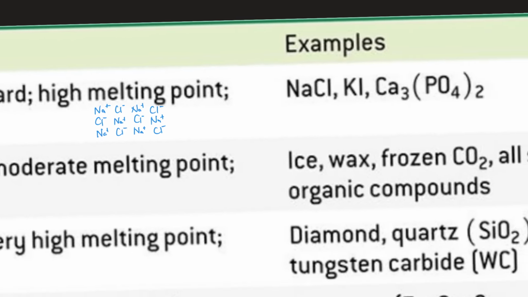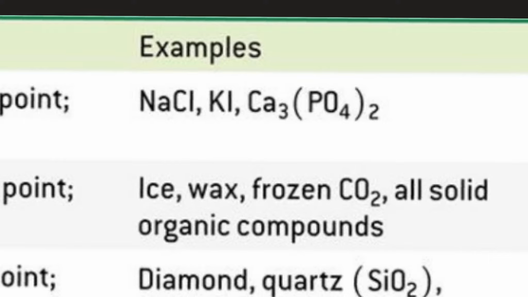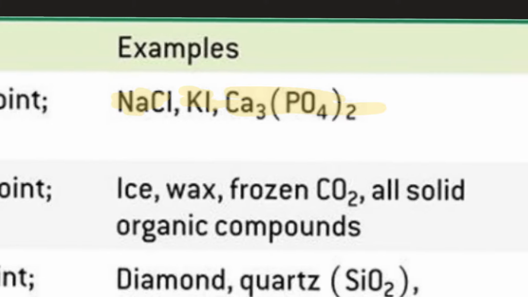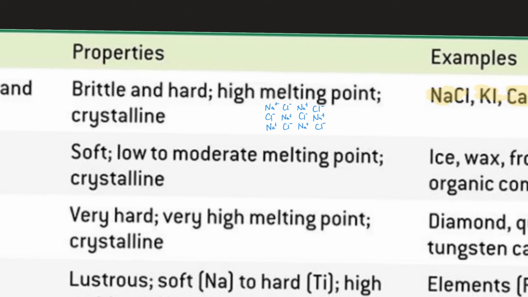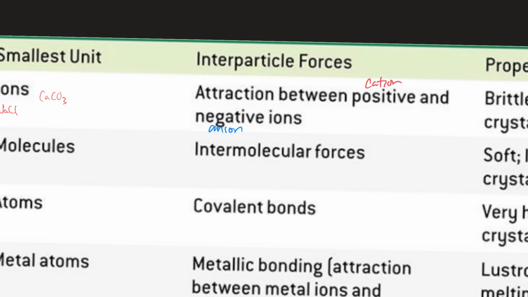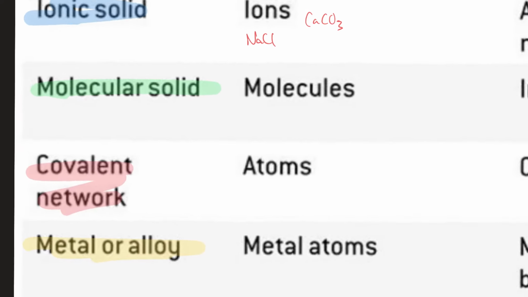Okay, all right, and then here are some examples. Once again, you have sodium chloride, potassium iodide, calcium phosphate. All right, so these are all ionic compounds, and these will all have these types of properties, and we call them, once again, ionic solids.